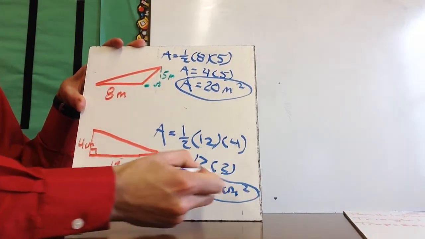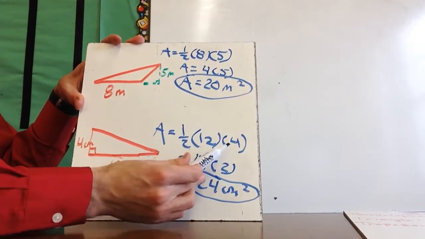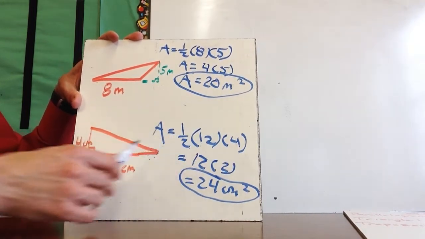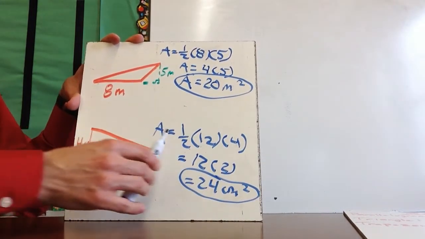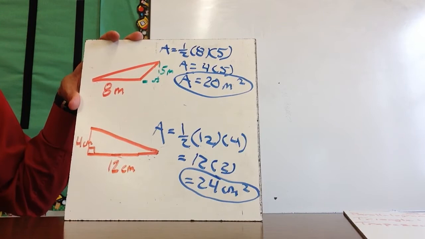Had you gone 1/2 of 12 is 6, 6 times 4 is 24, you get the same answer. And that trick works because of the commutative property. I can multiply these three numbers in whatever order I want.